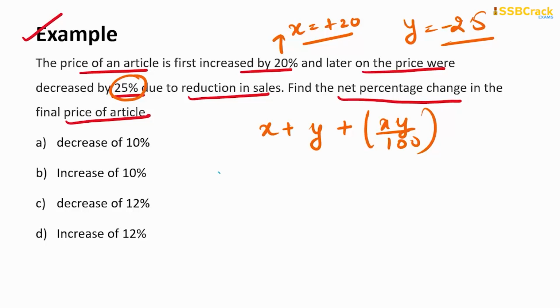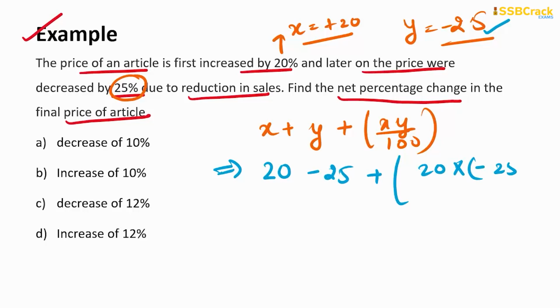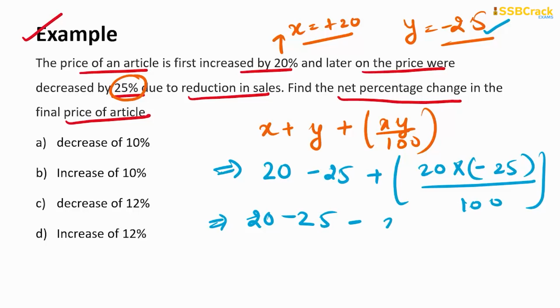So it will be equal to x, that is 20, plus y, and y is minus 25, so it will be minus 25 plus x into y. So 20 into minus 25 divided by 100. Right, now we will solve this out. So it will be 20 minus 25 minus 20 into 25 by 100.